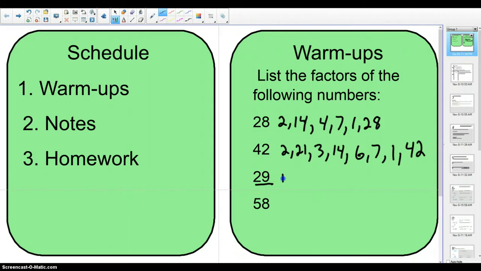29, this one is prime. So that means that our only factors are 1 and 29.